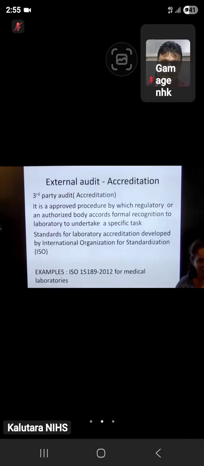Actually, accreditation is a very vast topic. I just told you this is an example of external audit. External means an outside organization is involved.